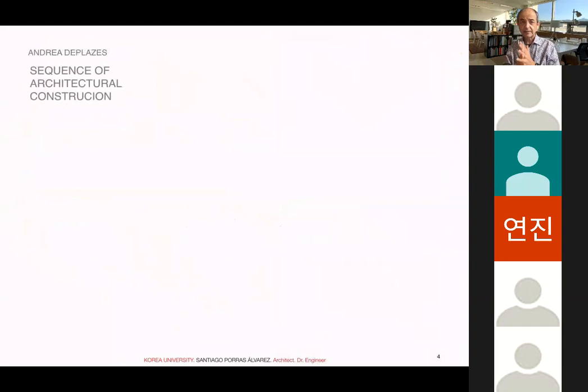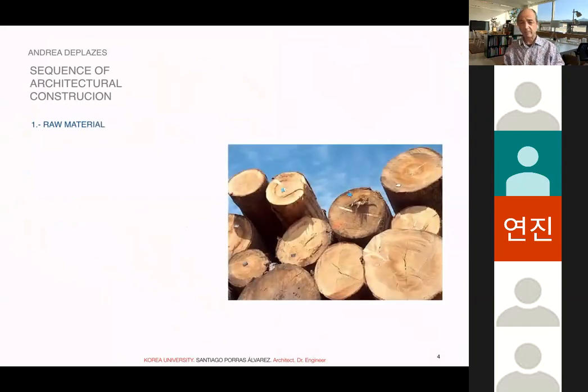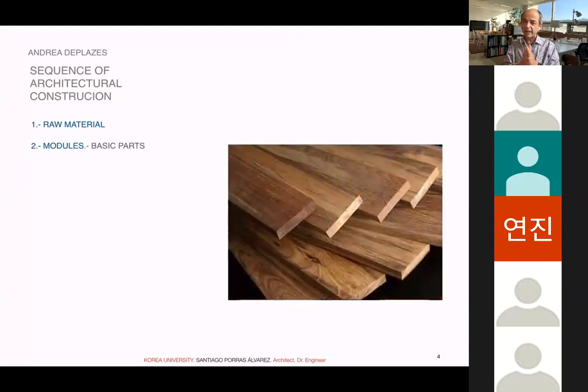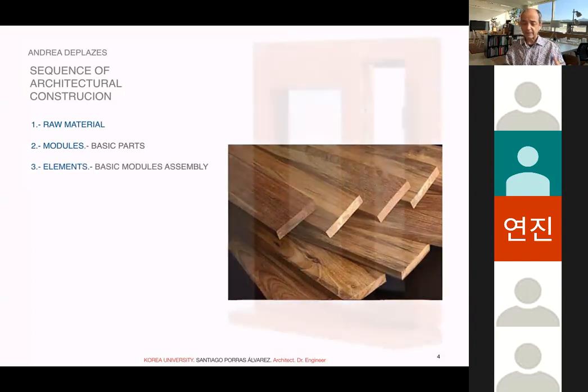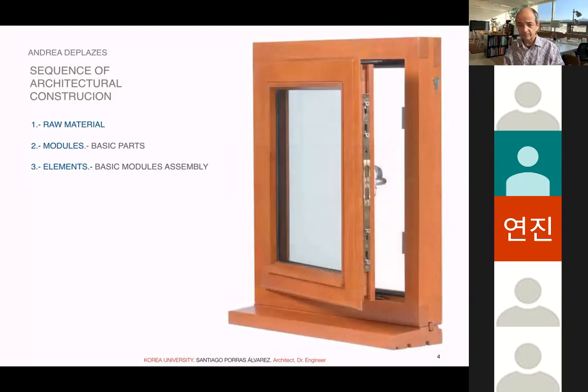If you remember the sequence of architectural construction as it is explained in the textbook of Andrea de Places, which we recommended for this course, we start with the raw material. Well, we are studying stone, but I use timber because it's maybe the most complex material and one of the most beautiful we have. Then with that raw material, we have modules. It's already a step of elaboration which allows us to fabricate more sophisticated elements, which is an assembly of those modules we had. In the case of timber, it could be one window, for example, or one door.